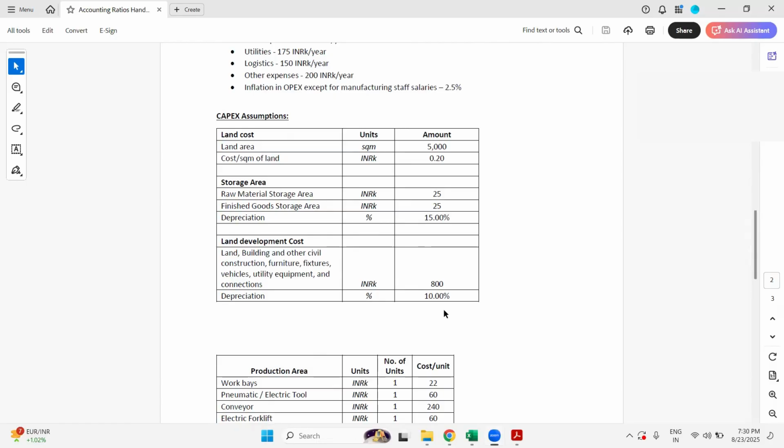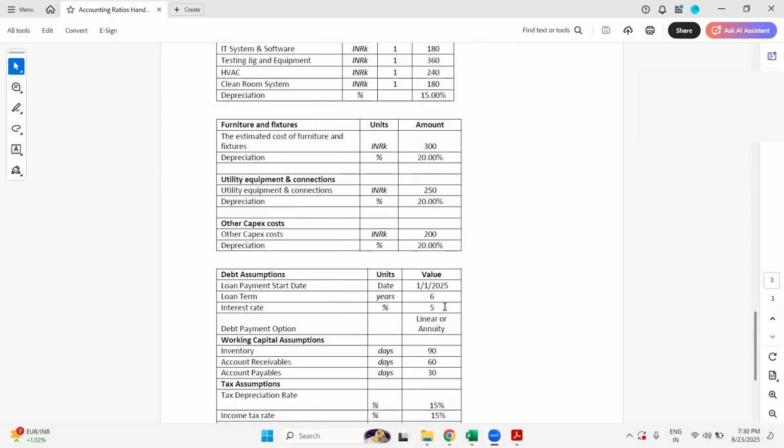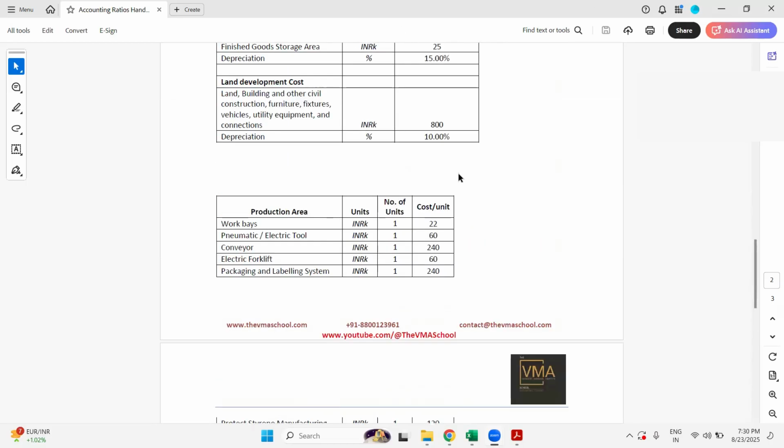Then we have a storage area cost, and there is a depreciation attached to the storage area. Then land development cost is there. Then other costs are there, then furniture, utility equipment and connections and others. And for everything I have assumed a different depreciation rate, guys. Now why did I assume a different depreciation rate for everything? Because again, I want to get your attention, guys, so that it should not be the case that, let's suppose for production facilities, I'm putting a depreciation of 20%.